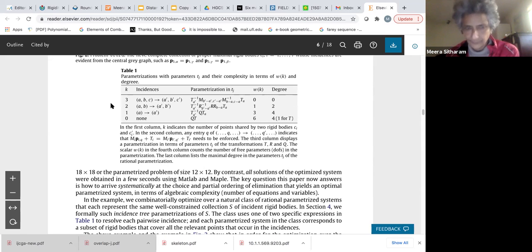With an emphasis on the number of variables, because it's well constrained, so that would be the number of equations as well, and with the secondary trying to optimize the degree. Okay, so first optimize this, then optimize the degree.